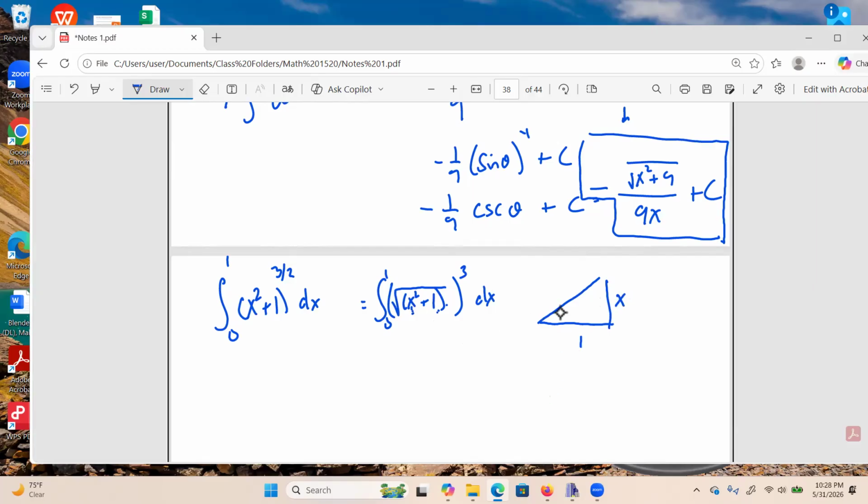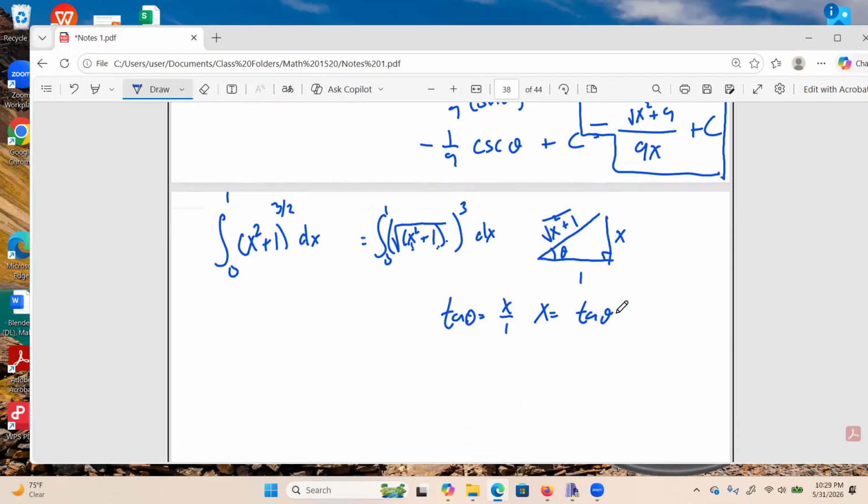Fortunately, one of the sides is 1. So if I added these things together as Pythagorean theorem, this is going to be the square root of x squared plus 1. Here's my theta. So again, here we have the tangent of theta is equal to x over 1. x is equal to the tangent of theta. So my dx is going to be secant squared theta d theta. And that's what we have for that. So that's looking pretty good.